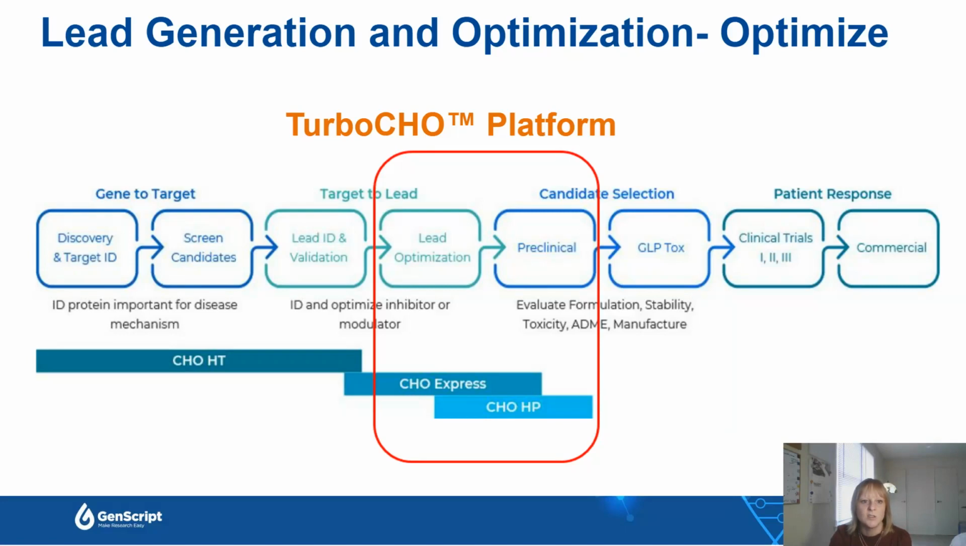In addition to the cell line development, the TurboCHO platform also includes a range of services for antibody lead optimization. That includes gene optimization, vector construction, and antibody engineering to improve the affinity, specificity, and other properties.